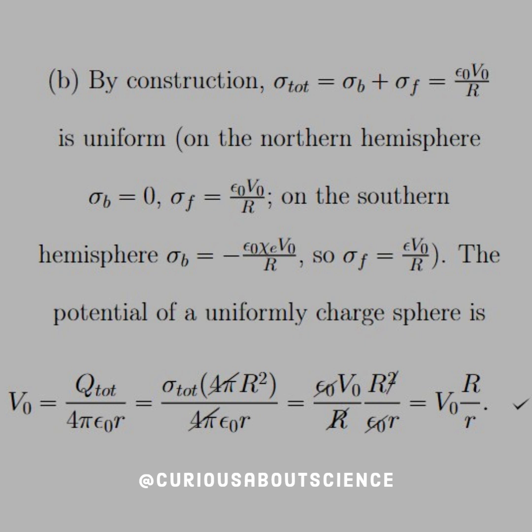So the potential of the uniformly charged sphere is V naught equal to Q total over 4 pi epsilon naught R. We know that Q total is sigma total times the surface area. We get a host of cancellations. Sigma total, as stated above, is epsilon naught V naught over R. The R's cancel, the epsilon naughts cancel, leaving us with the proposed potential.